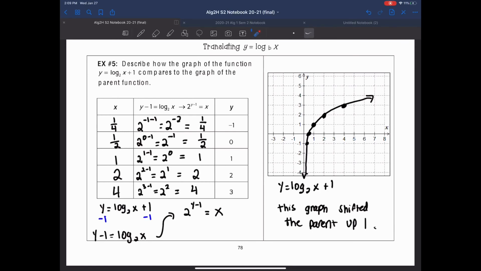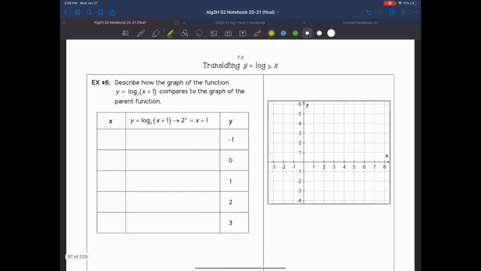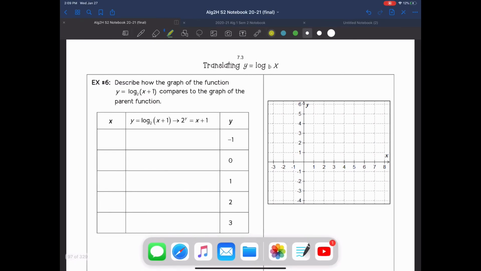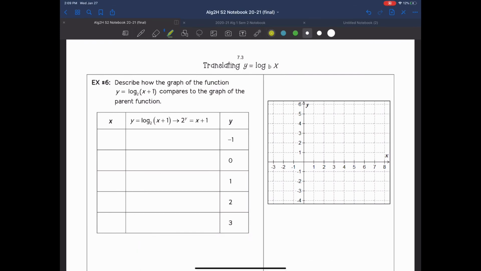Very good. One more thing to note here is that the asymptote is still the y-axis. The graph, even though it moved up 1, is still never going to touch that y-axis. Okay, let's move on to the last page, example number 6. Last but not least, we're going to talk about another example of translating. Describe how the graph of the function y equals log base 2 of x plus 1 compares to the graph of the parent function. So kind of the same thing, right?